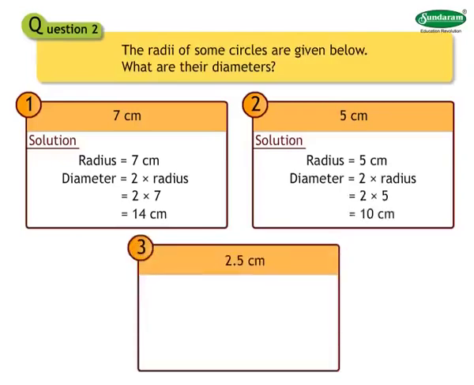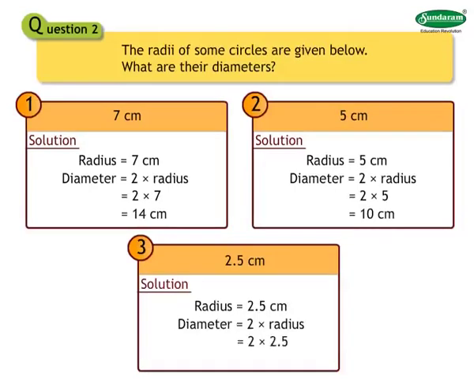Number 3. 2.5 centimeters. Solution. Radius is equal to 2.5 centimeters. Diameter is equal to 2 into radius is equal to 2 into 2.5 is equal to 5 centimeters.